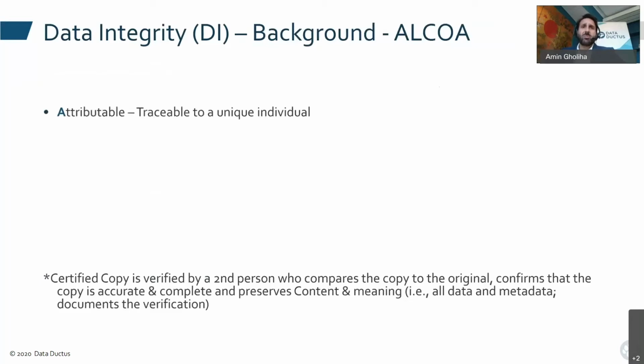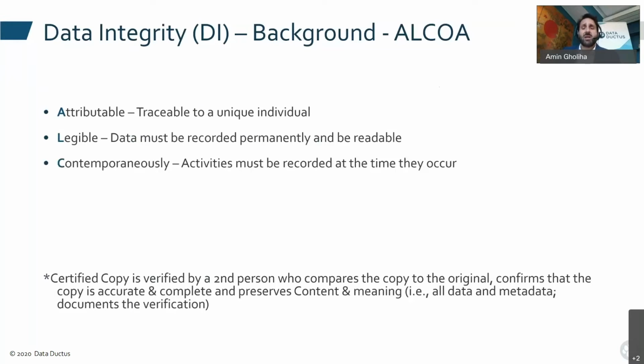So a little bit more about the ALCOA. A means attributable, so all the data that is generated needs to be traceable to a unique individual, and a unique instrument, or a unique event, basically, where the data was generated. And L is legible. The data needs to be recorded permanently and be readable, basically. And the C is contemporaneous, and that means basically that activity around the data should be recorded at the time that it occurs, and we will touch base on this part as well.